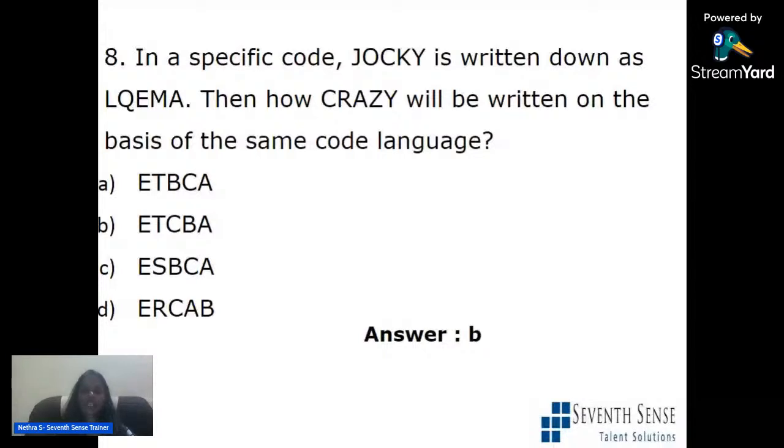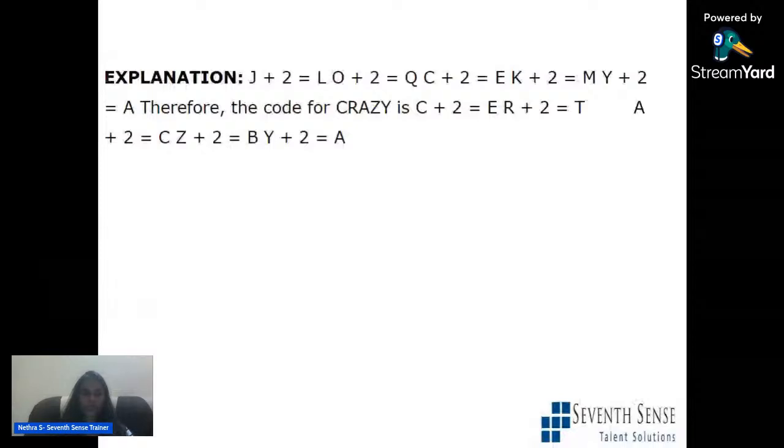Because if we are considering the word jockey, J's next second letter is L, and O's next second letter is Q, C's is E, K's is M, Y's is A. So that is why jockey is coded as LQEMA. So in the same logic, if we are applying for crazy, C's next second letter is E, and R's is T, A's is C, Z's is B, and Y's is A. So that is why the correct answer is option B, that is ETCBA. So here is your explanation. So they added the next second letter.